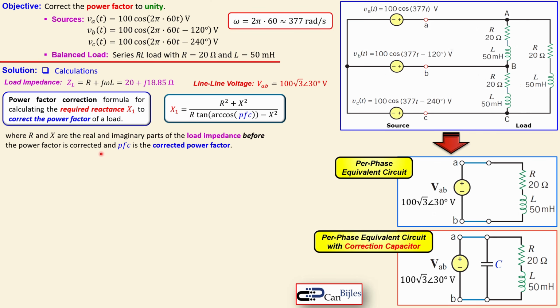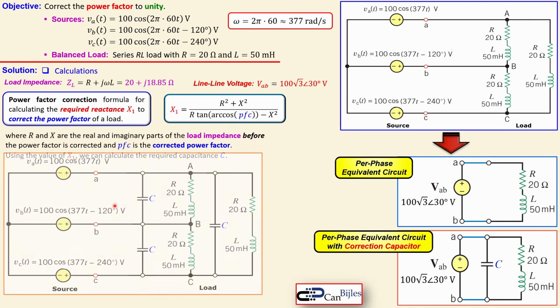In here, the R and the X are the real and imaginary parts of our load impedance. Now we have calculated that as the 20 and the 18.85, before the power factor is corrected. And then we have here the PFC, which is the required power factor corrected. So the corrected power factor, in this case it is 1. And we just add up here and substitute values. And you need your x1. And that is then shown here.